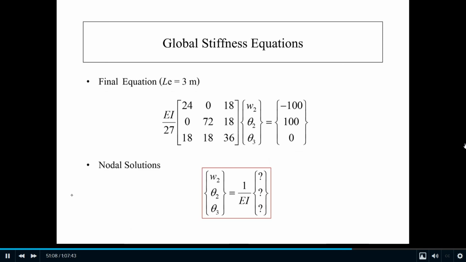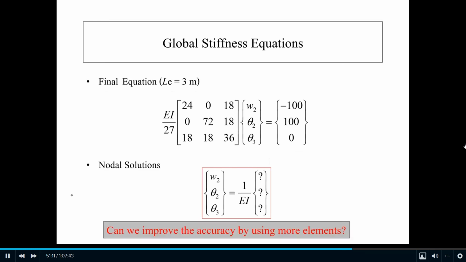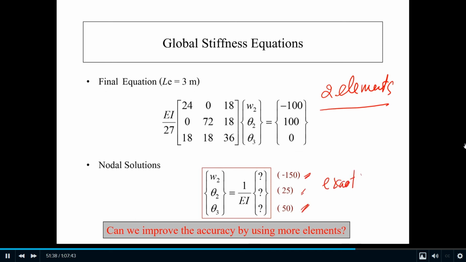And after you solve, this is the solution that I have. Try and solve by yourself. I have a question. So this is for 2 elements. You have nodal variables here. First, whether this is exact or not. Okay, so that is okay.